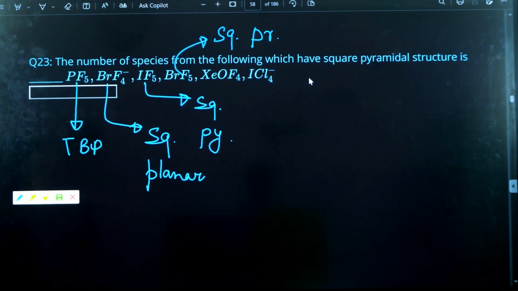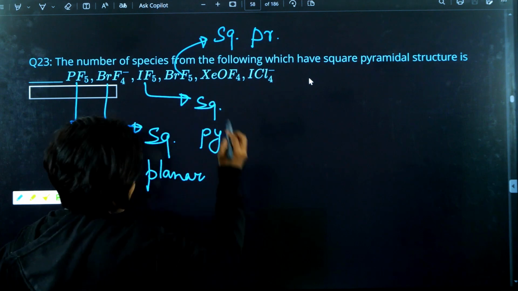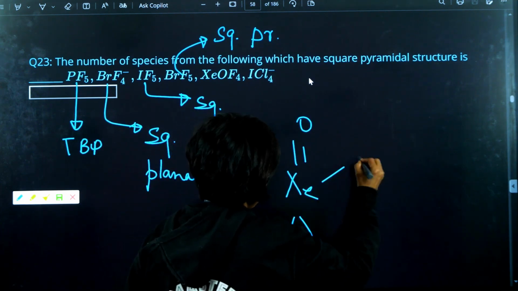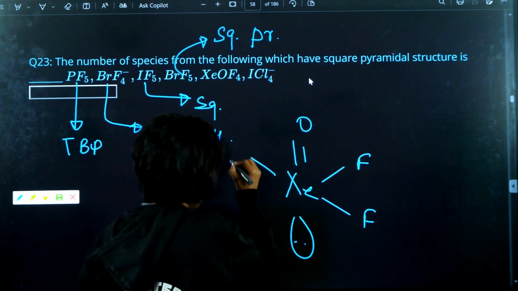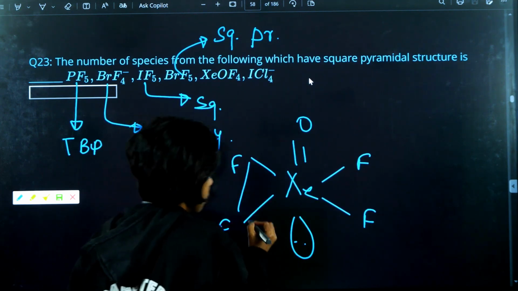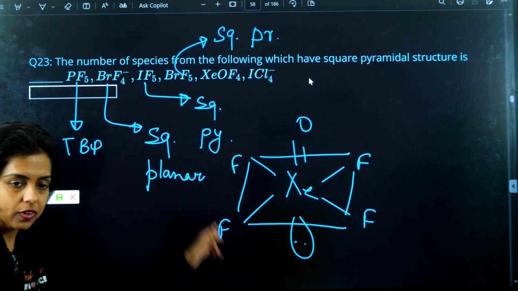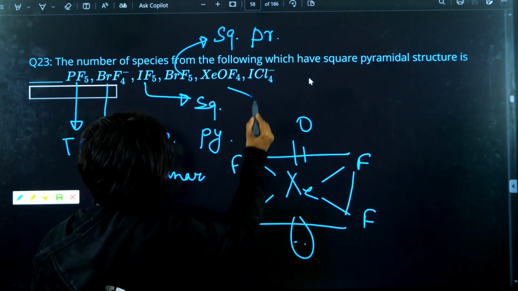Yes. Now the next. Xenon, Xe, double bond O, fluorine. Xenon is a noble gas, 8 valence electrons. So total 8, right? 1 lone pair and 5 bond pairs. Again, it is also square pyramidal.